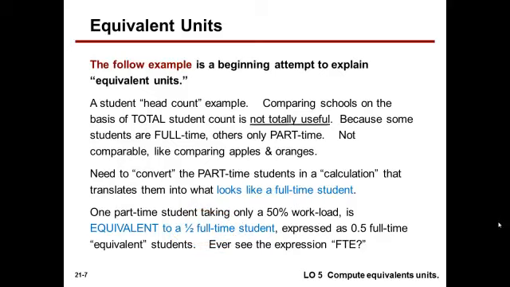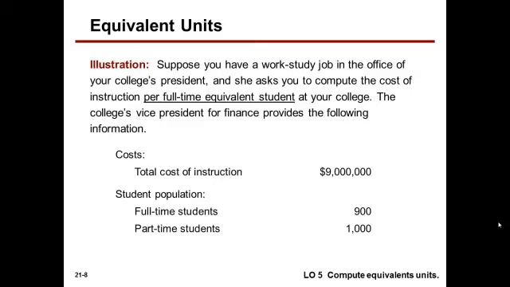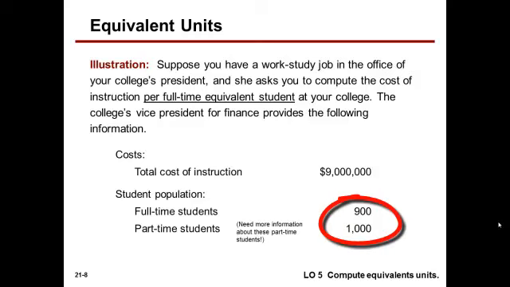Have you ever seen the expression FTE? There it is. Let's take an illustration. We have a work-study job in the office of the college president, and we're asked to compute the cost of instruction per full-time equivalent student at the school. The following information is provided. Total cost of instruction, $9 million. Student population, full-time students, 900. Part-time students, 1,000. Now we simply can't add those student populations together. They're apples and oranges.